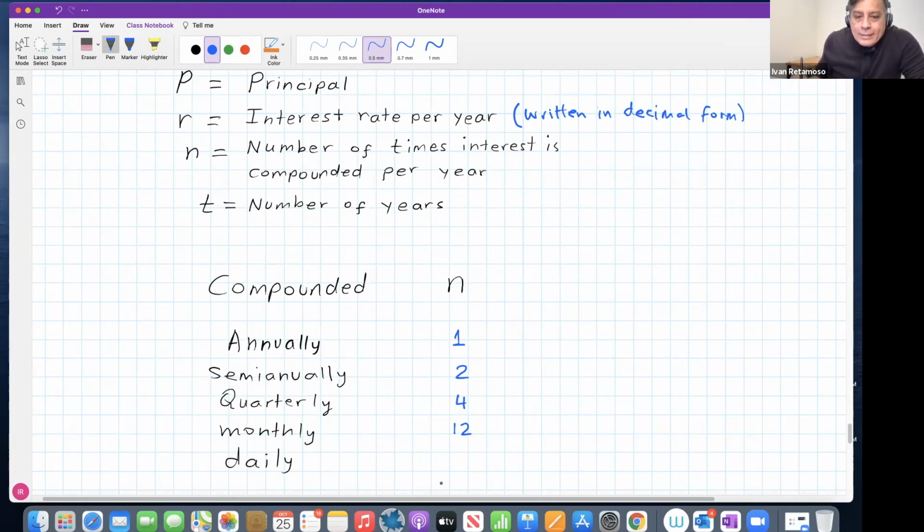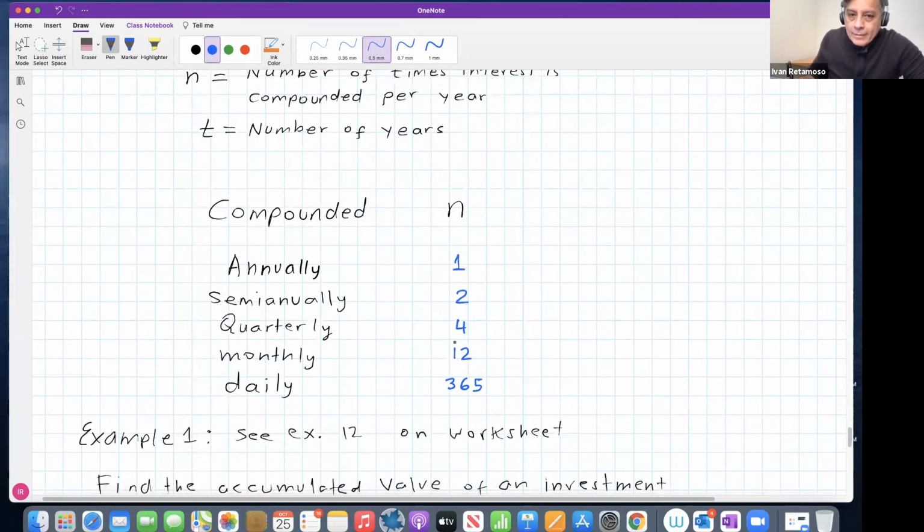It's not an exact amount, but mathematicians agreed to take 365 days for a year, okay? So if they say interest is compounded daily, take N to be equal to 365. Write this table down somewhere if you need to remember how to figure out the value of N.